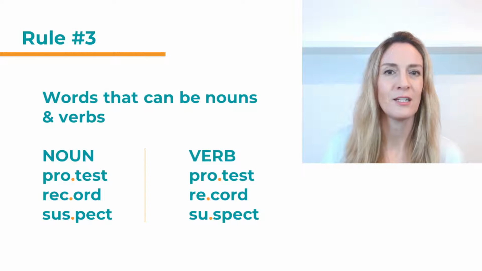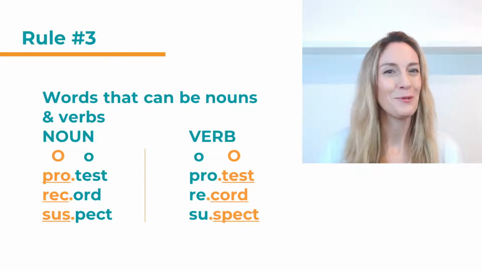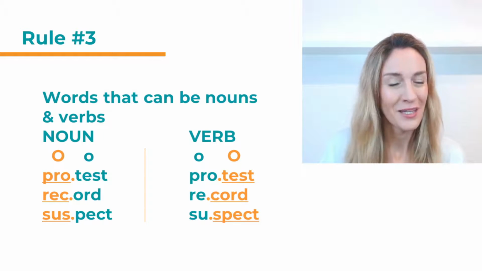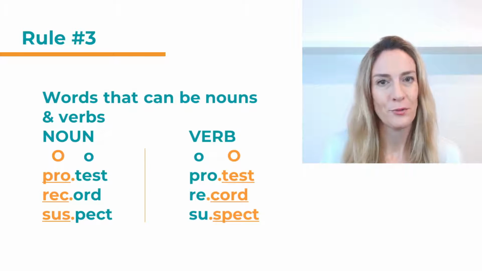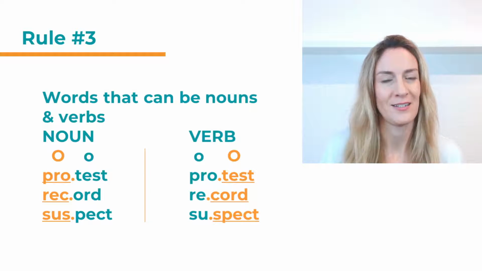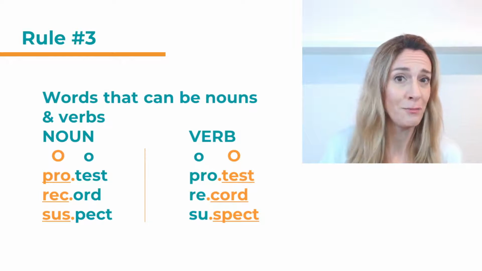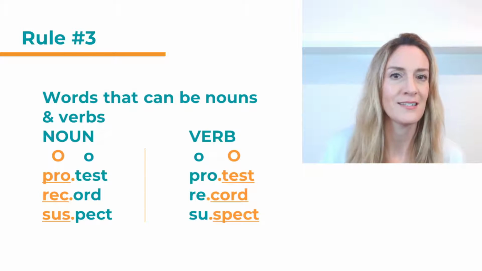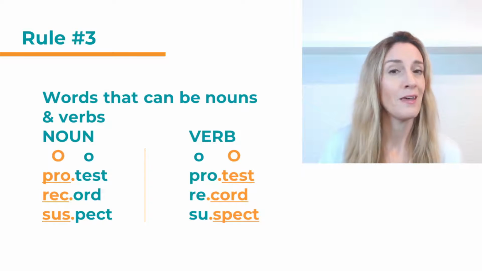Protest, record, suspect. Now, hopefully you were able to hear them, and the stress pattern is not the same. With the nouns, the stress is on the first syllable. Protest, record, suspect. But if these words act as verbs, the stress is on the second syllable. Protest, record, suspect. And there are many, many more.